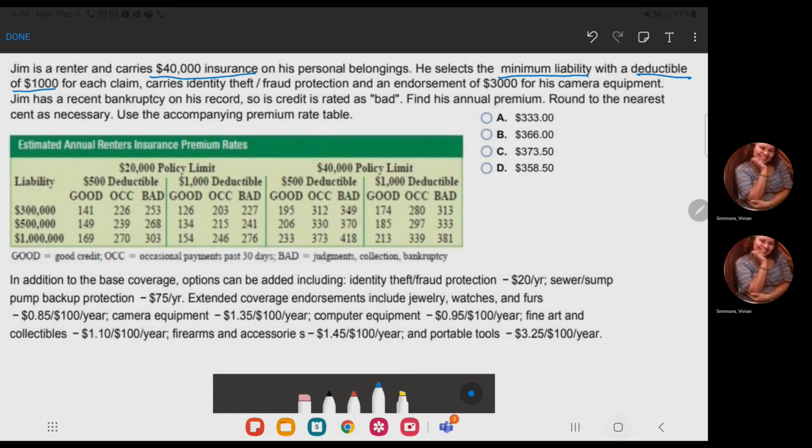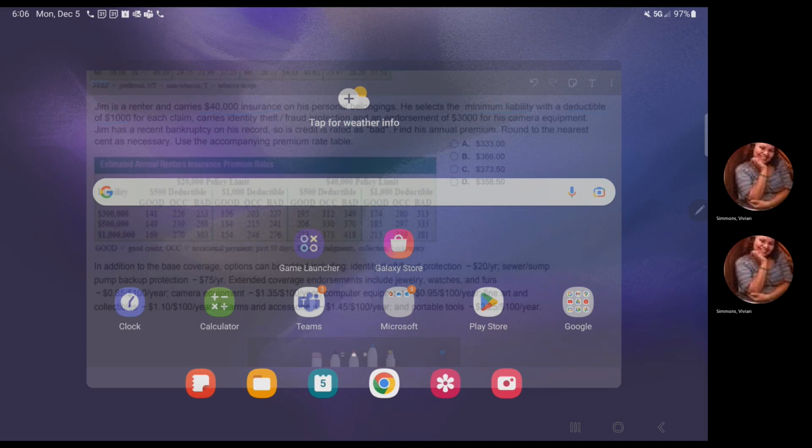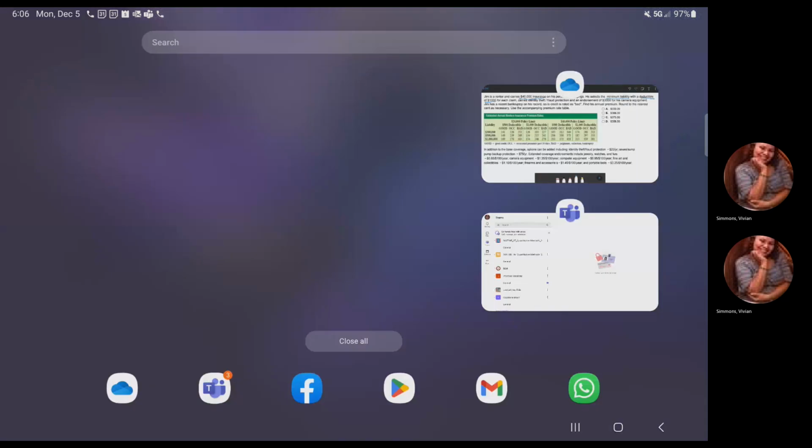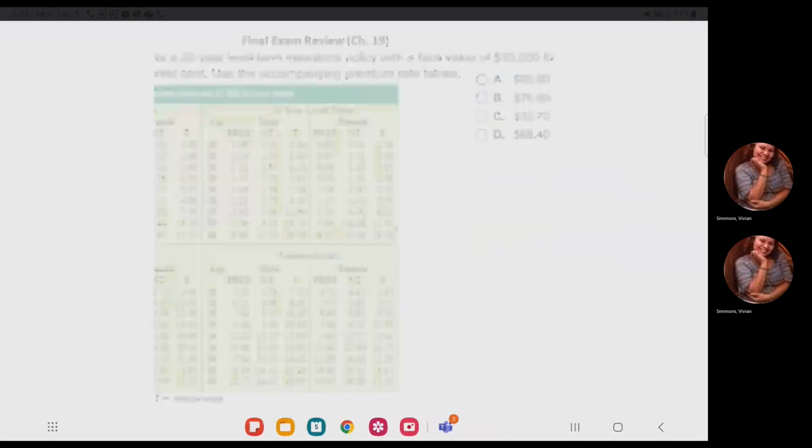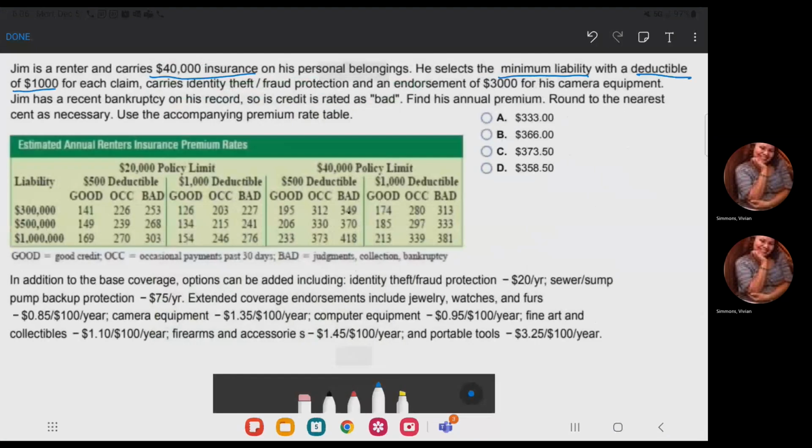We need to find, going back, in our regard, that first part of the premium. So we're doing base premium plus options plus endorsements.